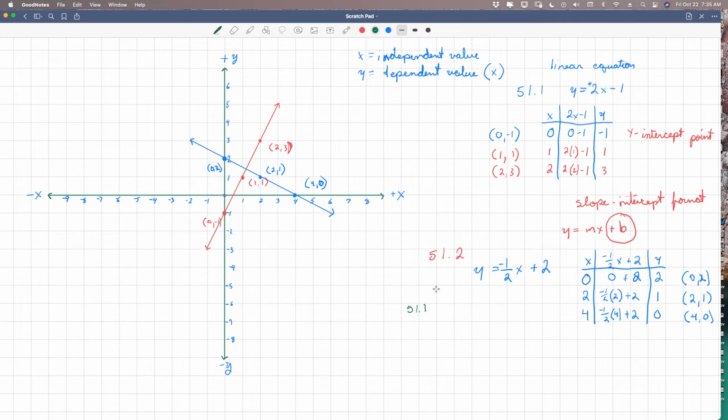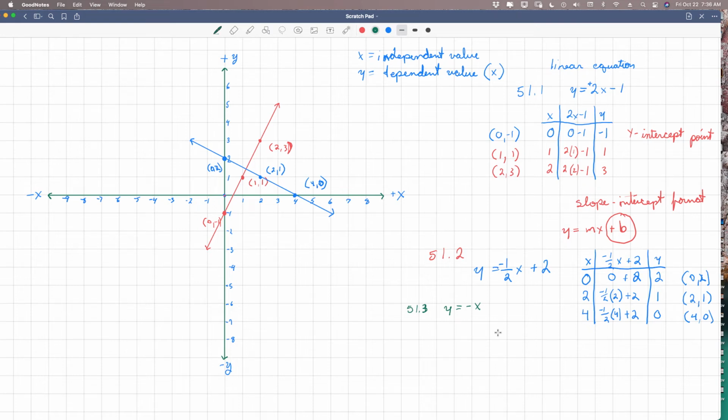51.3. And this is a little bit different. It's still a linear equation, but it says y equals negative x. Notice we don't have a number over here for our b. So what does that mean? What that means is that the value that we choose for x is going to be the opposite value for y. So let's look at that.